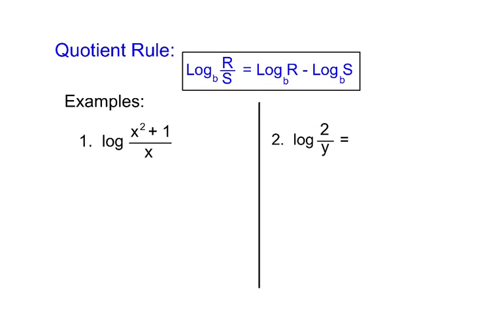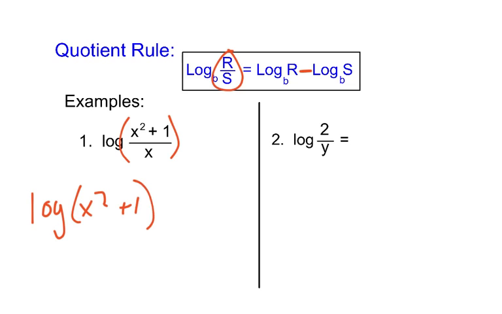All right, then we have the quotient rule. Anytime that you have, unlike multiplication, now if we have division, you get subtraction. So we have division here of this log, and so we can write it as two separate logs. So log of x squared plus 1, and then subtracting log of x.